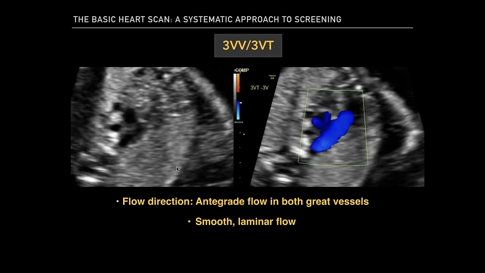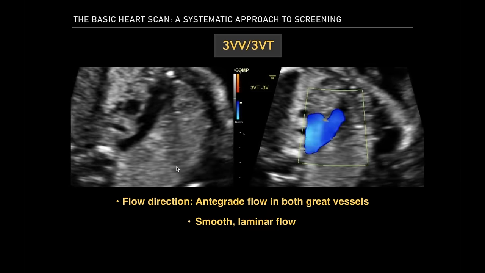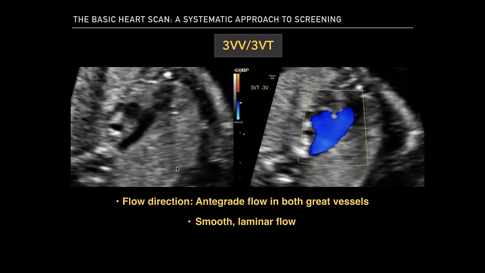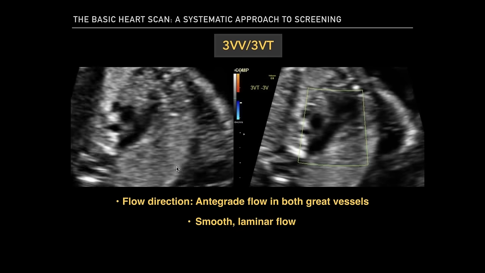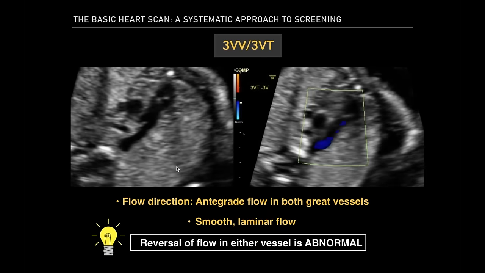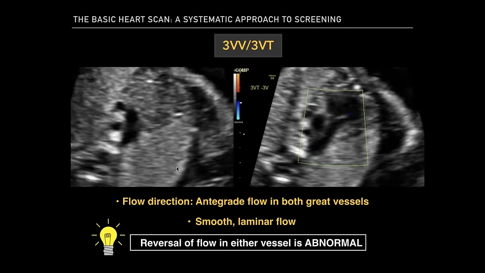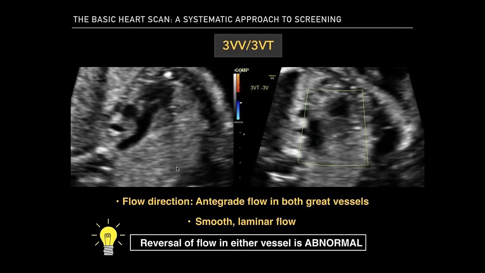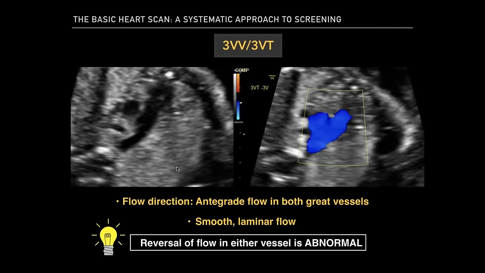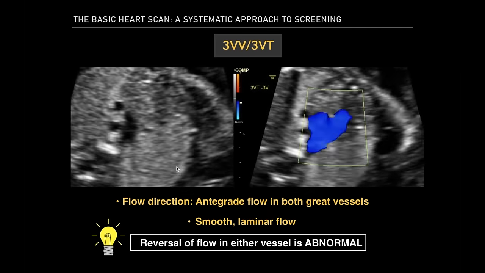So when looking at flow direction of the three vessel view, it is antegrade flow in both great vessels, and there should be smooth laminar flow. Reversal of flow in either vessel is abnormal. So that's something to keep in mind when looking at the three vessel and three vessel trachea views. Now, if you see any reversal of flow, then this will prompt you to interrogate all the remaining vessels or remaining views of the heart.